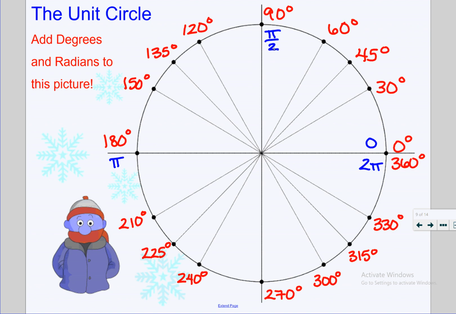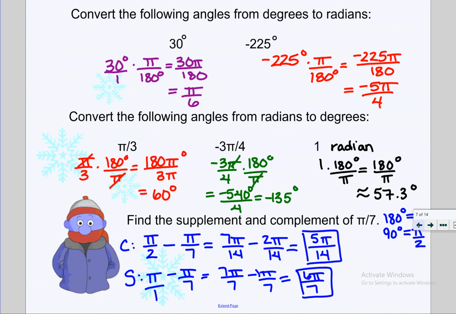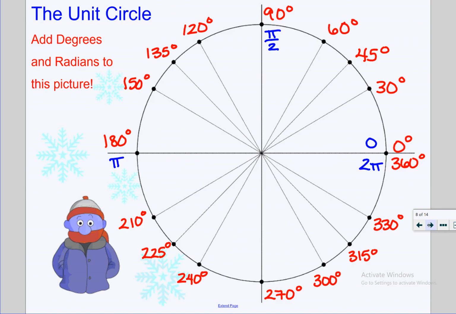And then I think in a couple of our conversions, we got 60 degrees. Did we get 60 degrees or 30 degrees in one of them? If we look back, let me see what we did. 30 degrees and 60 degrees, we have both of those. So 30 degrees, we got pi over 6 when we did that. And 60 degrees, we got pi over 3 when we did that one.